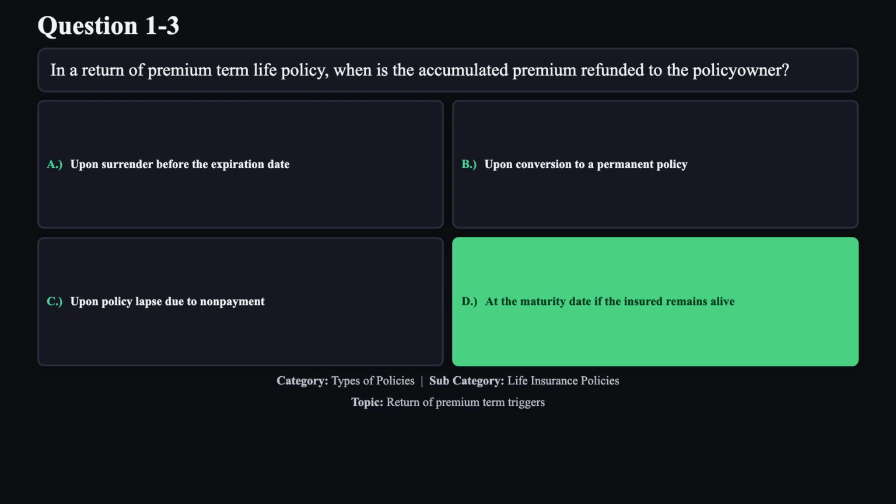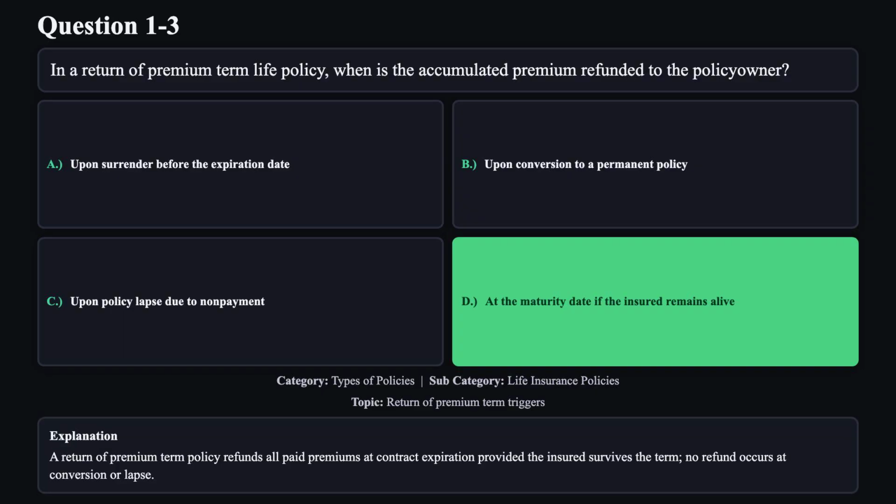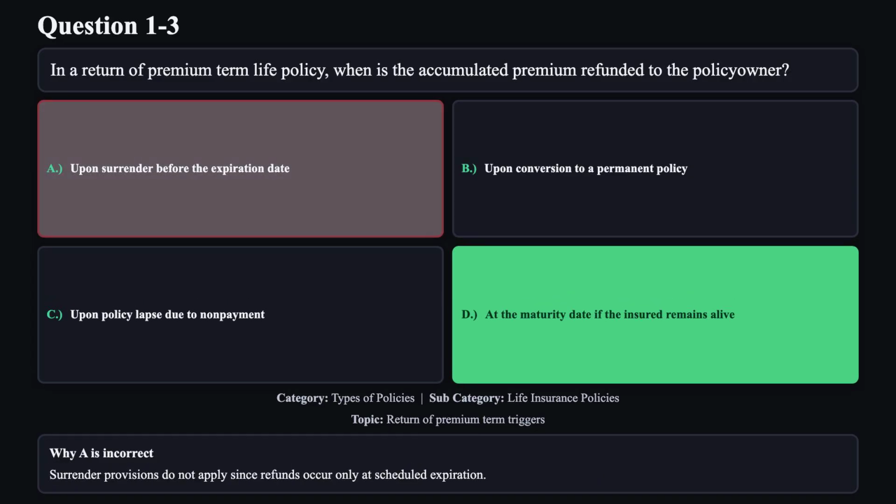The correct answer is D. A return of premium term policy refunds all paid premiums at contract expiration provided the insured survives the term. No refund occurs at conversion or lapse. Reason A is not correct. Surrender provisions do not apply since refunds occur only at scheduled expiration.